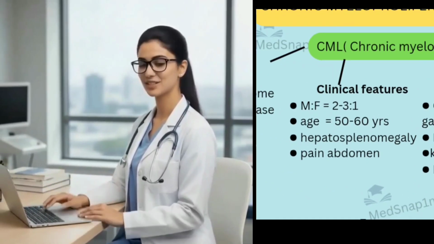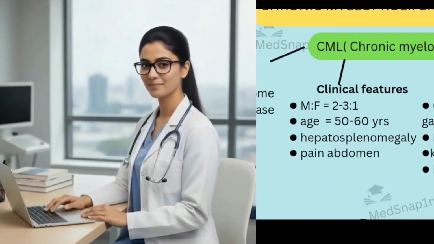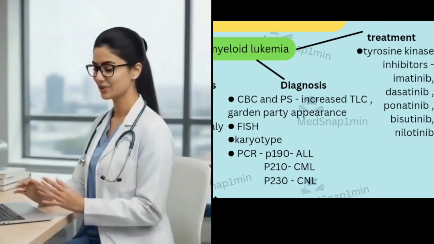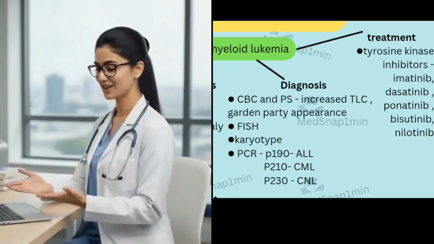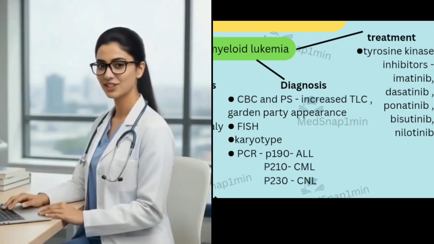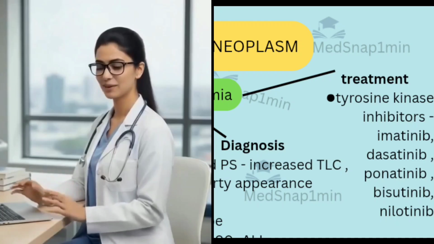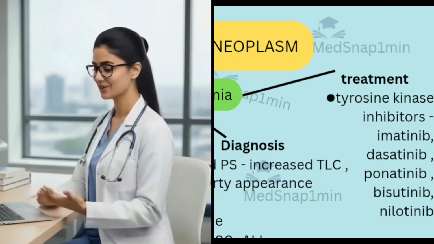In clinical features, there is hepatosplenomegaly and pain abdomen. Diagnosis can be done by CBC and PS, which shows increased TLC and garden party appearance. Further FISH and karyotyping can be also done. Treatment includes tyrosine kinase inhibitors like imatinib, ponatinib, dasatinib, nilotinib.